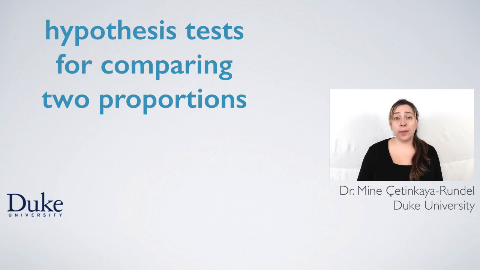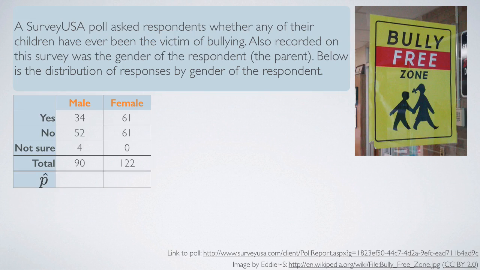Next up, we use hypothesis testing to compare two proportions, as opposed to confidence intervals to estimate the difference between the two proportions. As usual, we're going to introduce this new concept using a concrete real data example. A Survey USA poll asked respondents whether any of their children have ever been the victim of bullying. Also recorded on the survey was the gender of the respondent, the parent.